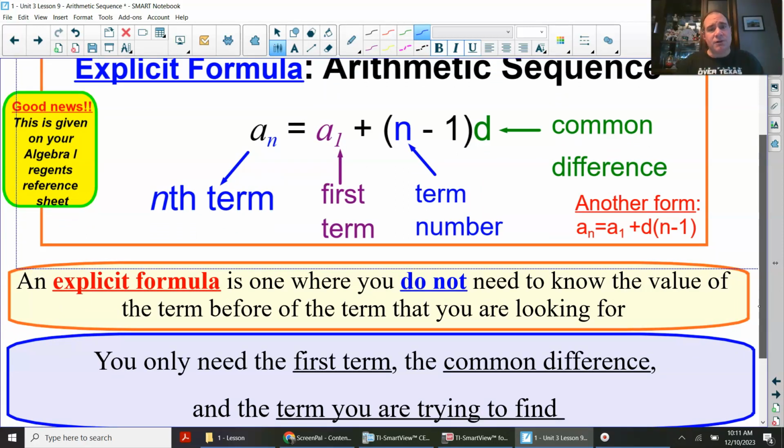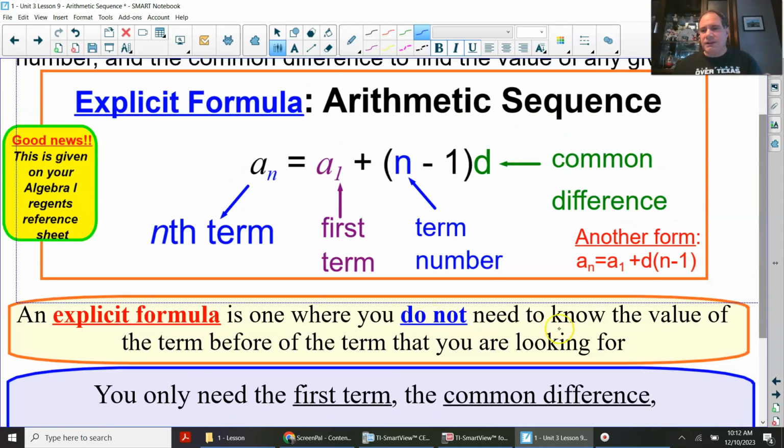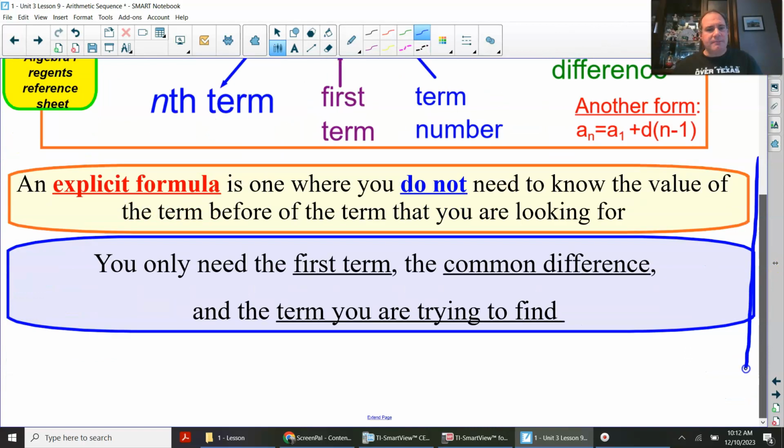The explicit formula is one where you do not need to know the value of the term before the term that you're looking for. If you're looking for the 99th term, you don't need to know the value of the 98th term, right? But you do need to know the common difference and the term number that you're looking for, obviously, and the first term of the sequence. So you could use this formula to figure out what that 99th term is without knowing the 98th term. You only need the first term, the common difference, and the term that you are trying to find.